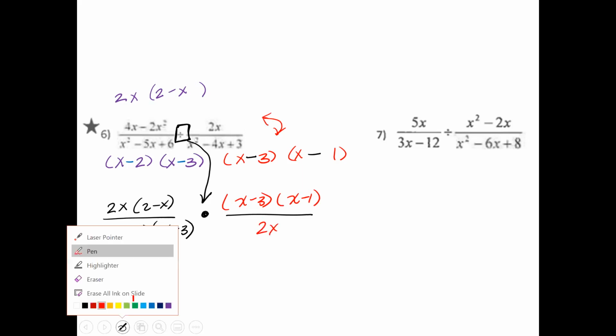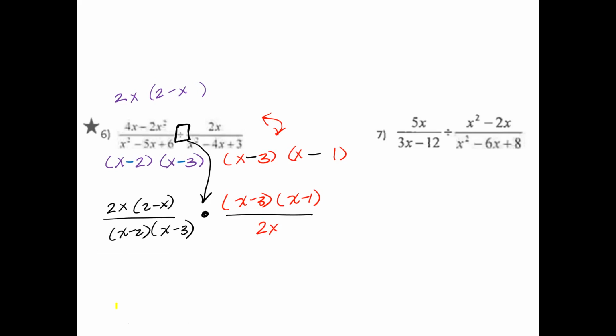And then here comes the fun part. I know you're like, this is not fun, Callahan. I'm sorry. What do you have that's the same top and bottom? X minus 3 is the same top and bottom. 2x is the same top and bottom. Is there anything else that I can see that's exactly the same?